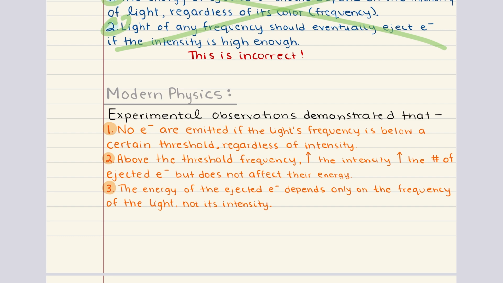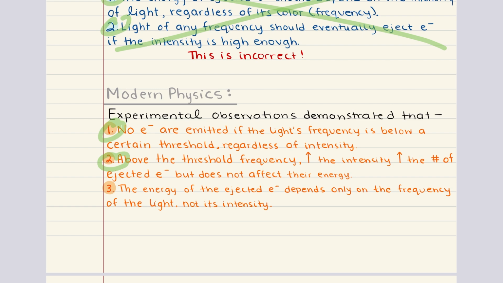And here's what the experiments actually demonstrated. Point 1. No electrons are emitted if the frequency of the light is below a certain threshold, no matter how intense the light is. In other words, the energy of the light must meet a specific minimum frequency for the electrons to be ejected.